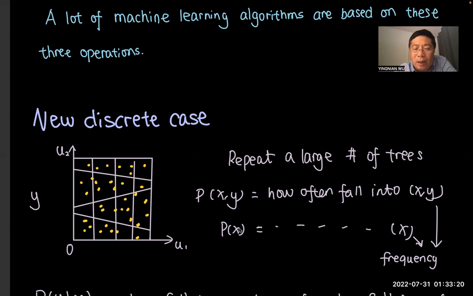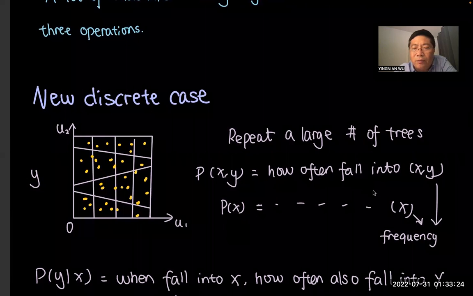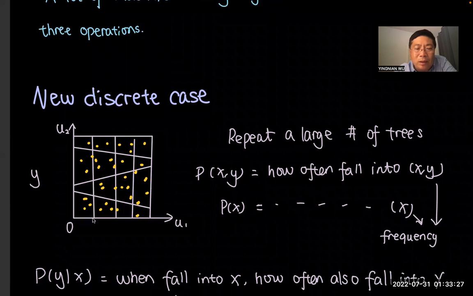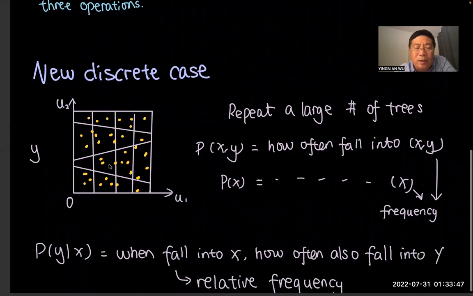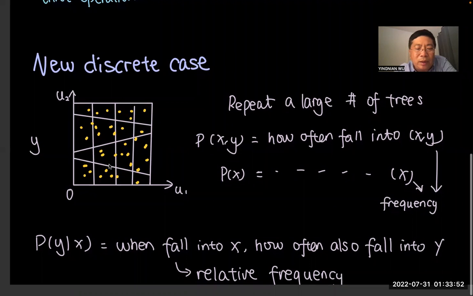Similarly, Px, the marginal distribution, can be interpreted as how often the point falls into column X, which means the proportion of the points that belong to column X. Similarly, Py will be the proportion of the points that belong to row Y. And all those proportions or frequencies are proportional or equal to the corresponding area, right? So that gives us another new perspective for this discrete case.